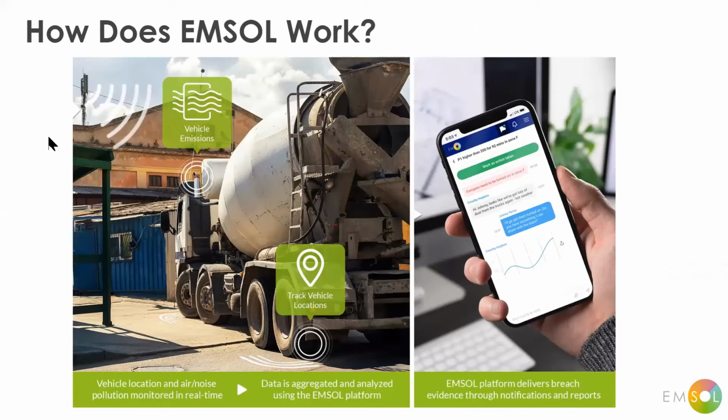So, not to drive the point home too much, but how does the EMSOL solution work? You're literally tagging vehicles, and so we know precisely what the vehicle location data is. You have air and noise quality monitors around the site. As the vehicle goes past those monitors, we know it, and we know if a breach occurs. That data is then ingested, aggregated, and fused together, and then analyzed using the EMSOL platform. And then we deliver very simple, clear breach evidence through notifications like the one you're seeing on the screen.